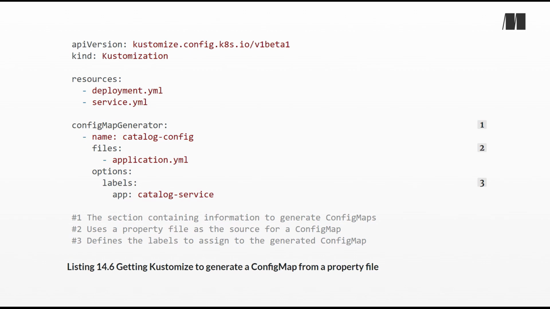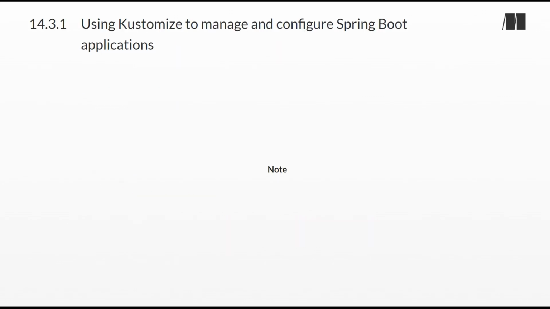Finally, update the kustomization.yml file to generate a catalog config map starting from the application.yml file we just created. Listing 14.6. Getting Kustomize to generate a config map from a property file. Note: in a similar way, Kustomize can also generate secrets starting with literal values or files.